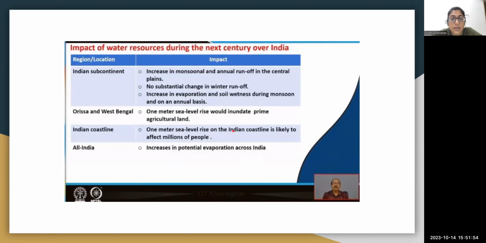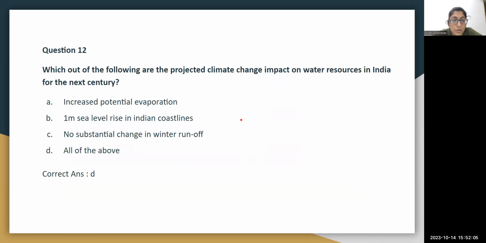So these are some of the problems our country is going to face as a result of climate change in the coming century. So the correct answer for this is all of the above. There is not much change going to be there in the winter runoff. 1 meter sea level rise is going to occur in the Indian coastline. You have to imagine what a 1 meter increase in water level means. It is going to be a huge increase. And the potential evaporation is also going to increase.